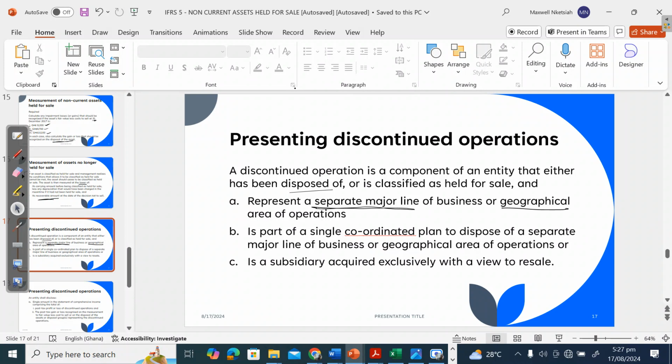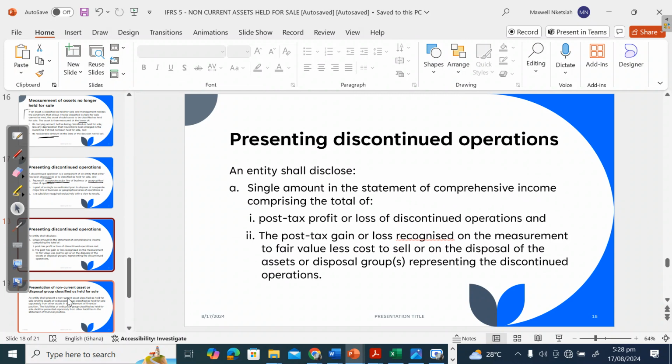They folded up in Ghana. They said doing business in Ghana is expensive, so they said they are no longer going to operate in Ghana. So that's a discontinued operation. Okay. So in that case, how do we report a discontinued operation?